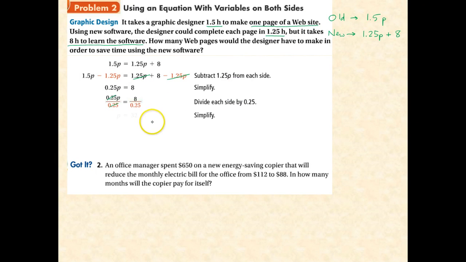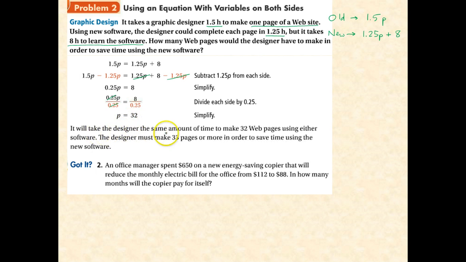So p equals 32. So that means it's going to take the designer the same amount of time to make 32 web pages using either software. So if we switch to the new software, you have to make 33 pages in order to save time. Once you get past 32 pages, now you're saving time because it only takes you an hour and a quarter instead of an hour and a half. So whether you did it the old way or the new way, making 32 web pages would take you the same amount of time. But after 32, you would save time on each one with the new way.